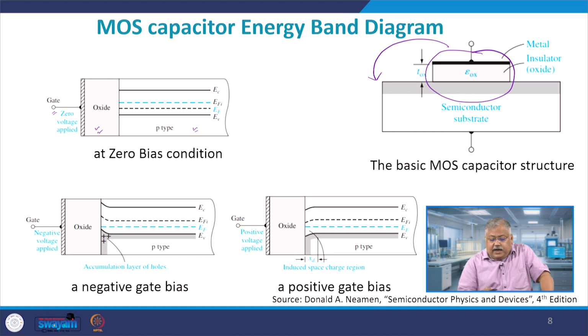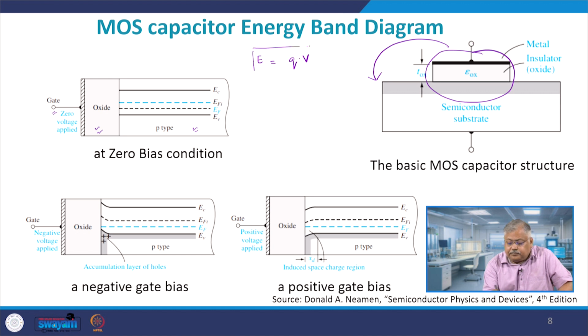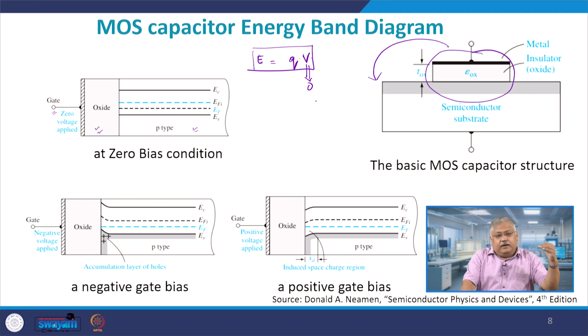Why? Because the bending of the band takes place by virtue of this energy equals Q into V. When you apply a voltage and you multiply with Q, you get energy. But if your V is equal to 0, obviously E will be 0, and when E is equal to 0, it will be all straight line aligned, as you can see on this side. This is a very straightforward way of looking at it.